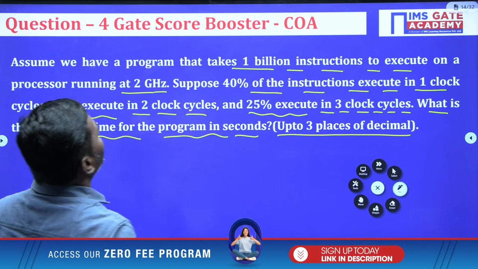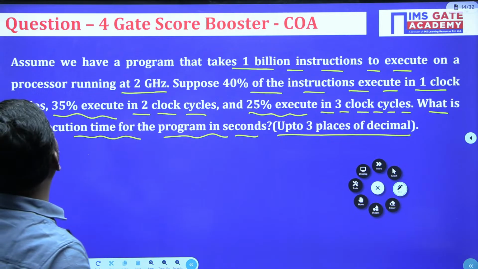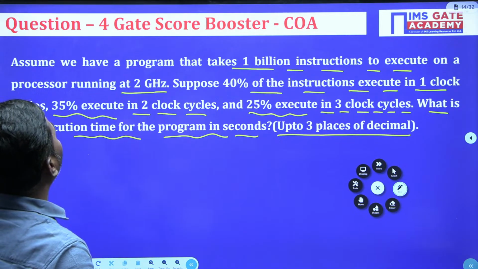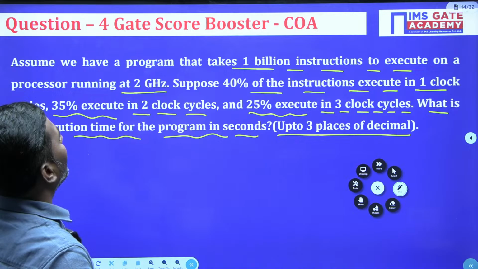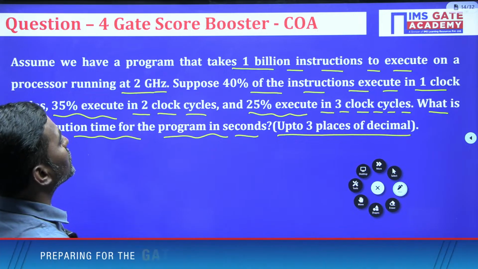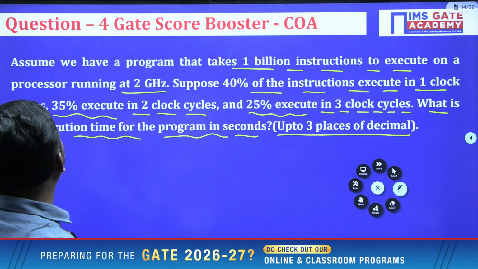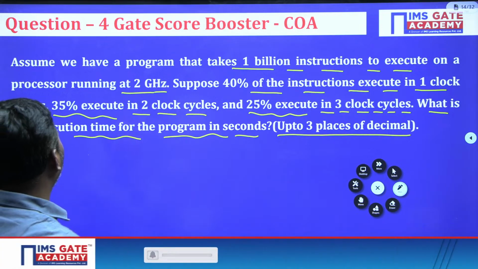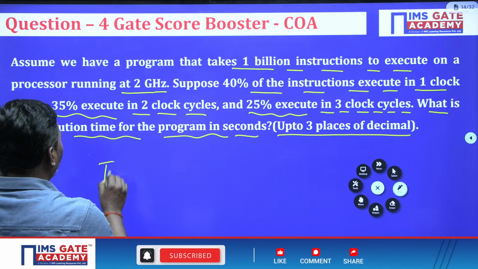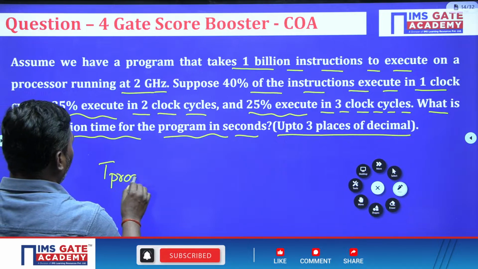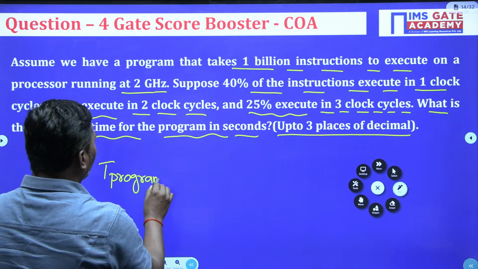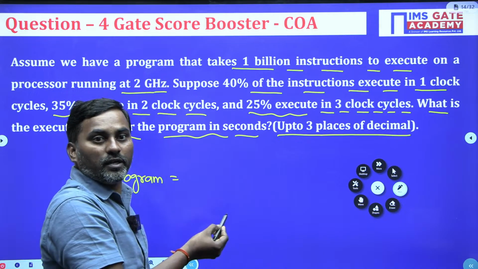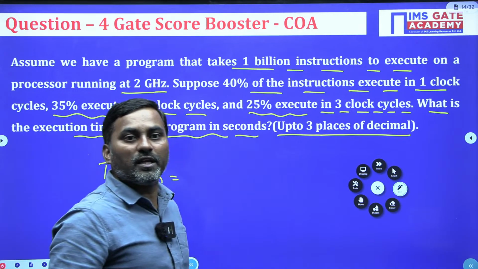A program takes 1 billion instructions to execute on a processor running at 2 gigahertz. Suppose 40% of instructions take 1 clock cycle, 35% take 2 clock cycles, and 25% take 3 clock cycles. Now we have to find the time for a program. Always remember this: how to calculate time for a program? 1 billion is nothing but 10 to the power 9.